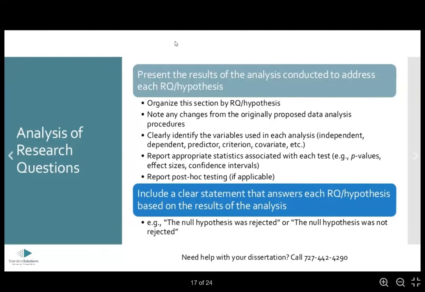And then you'll report the appropriate statistics that are associated with each test. This will vary based on the tests that you're doing. Each test has a different specific test statistic. So for example, if you're doing a t-test, you should be reporting the t-statistic. If you're doing an ANOVA test, you should be reporting the F-statistic. And then you may have some other things to report, like p-values, effect sizes, and confidence intervals, just depending on the type of test that you're doing. And again, there are some resources to that effect on our website.